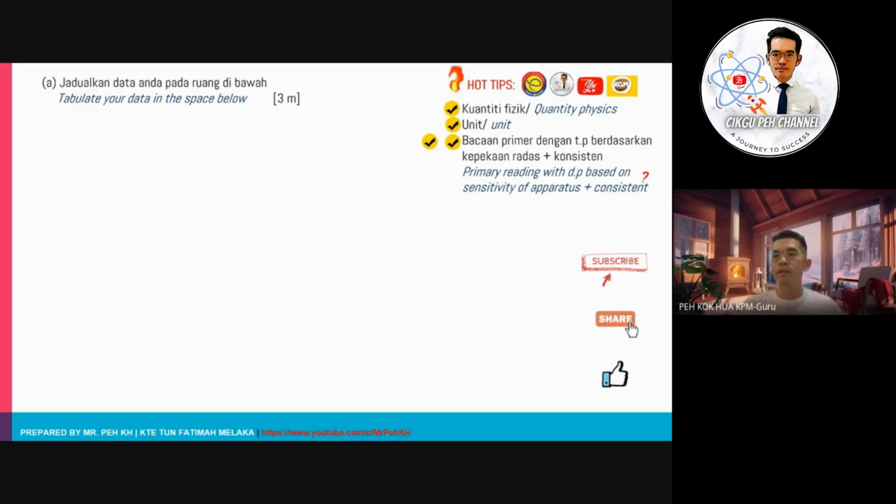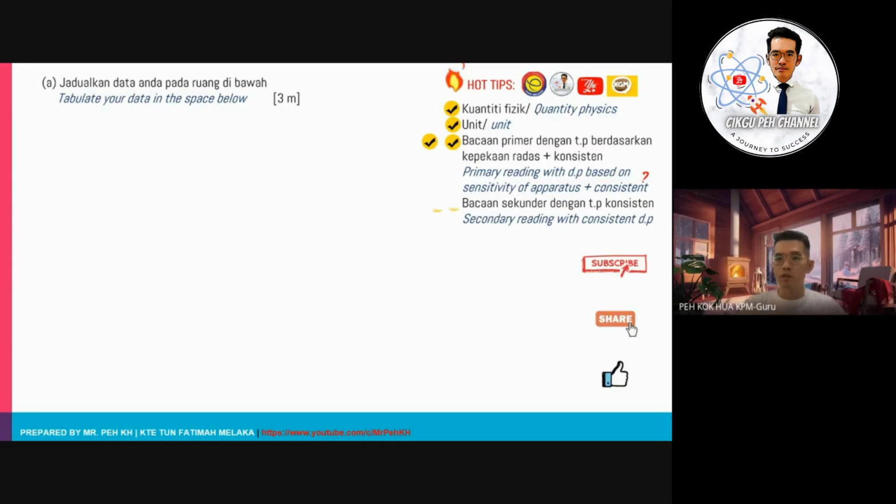So the primary reading refers to the data you straight away measure through the apparatus. For example, here will be the ammeter and the voltmeter. Okay, so the reading must depend on the sensitivity. So that means the decimal place in your reading given in the table must follow the smallest division in the apparatus.